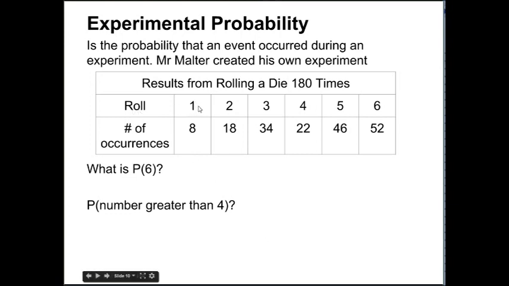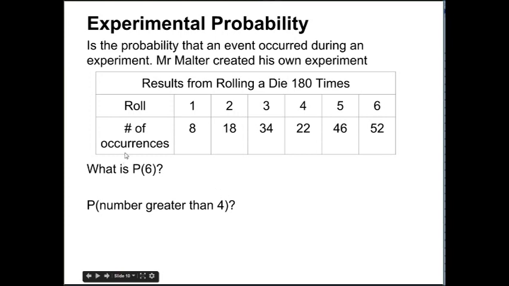So I rolled a 1 8 times. I rolled a 2 18 times. I rolled a 3 34 times. I rolled a 4 22 times. I rolled a 5 46 times. And I rolled a 6 52 times. And I want to figure out what the experimental probability was for rolling a 6.